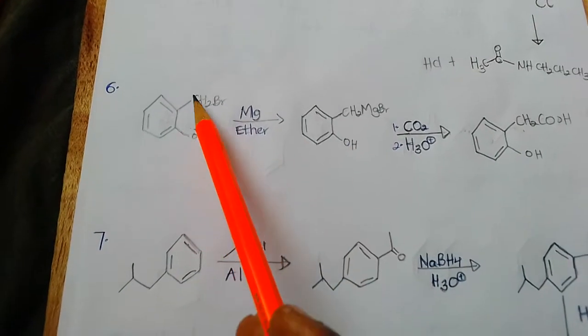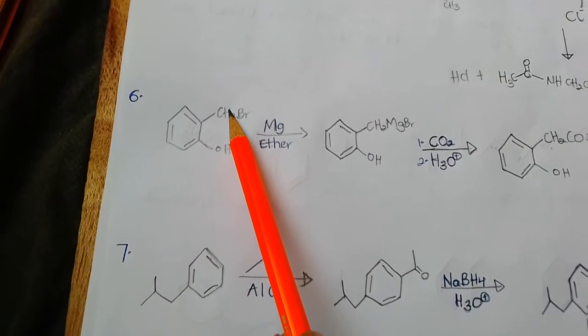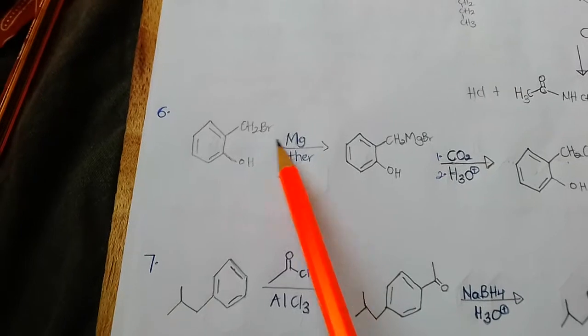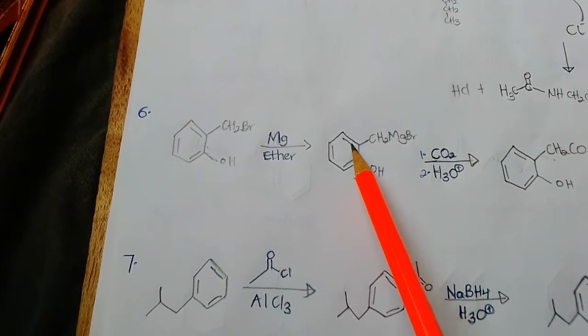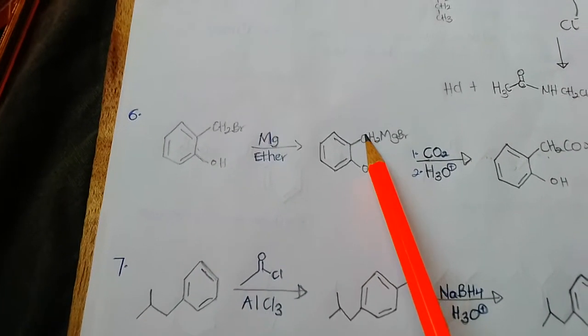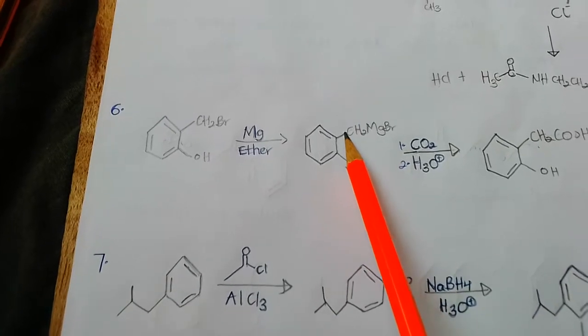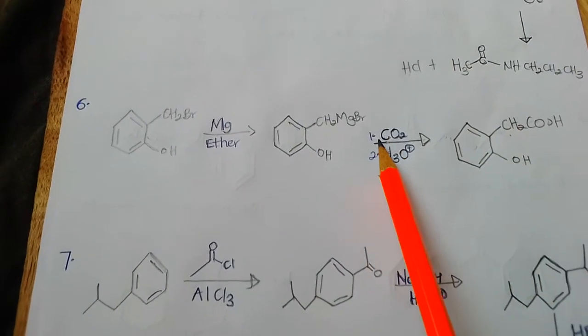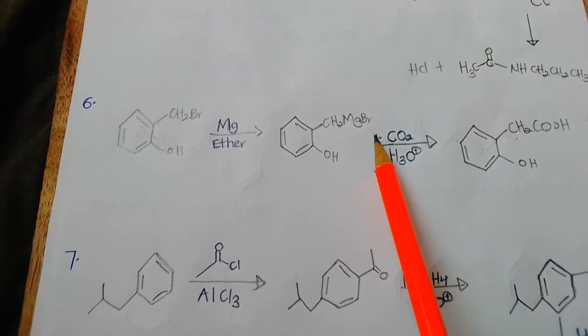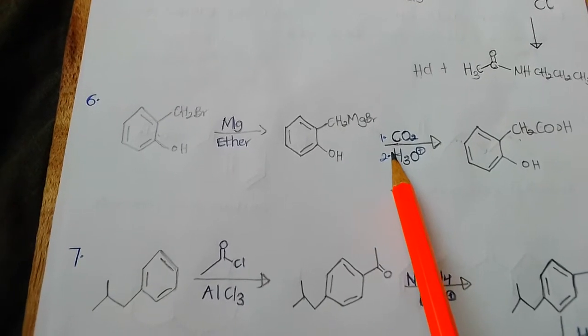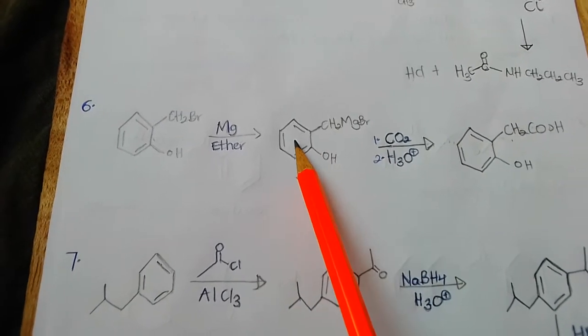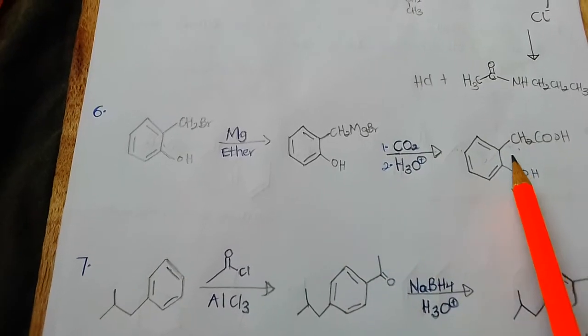So if you have an acyl halide and you add magnesium in ether to it, you are going to get a Grignard reagent, and a Grignard reagent can be converted to carboxylic acid by carbonation. You add carbon dioxide in the presence of an acid. This will convert the Grignard reagent to the carboxylic acid.